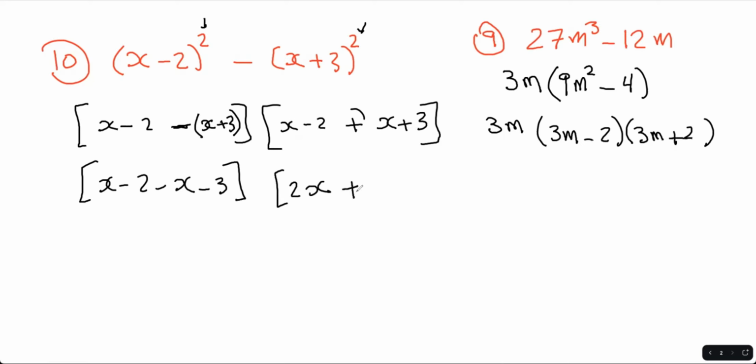So 2x, the x plus x, and negative 2 plus 3 is positive 1. And in the second bracket, x minus x is going to be 0, and negative 2 minus 3 is negative 5, which gives x plus 1. And that's the answer for that one.